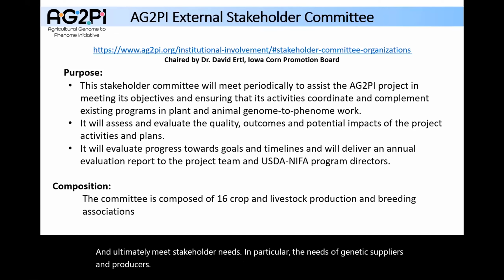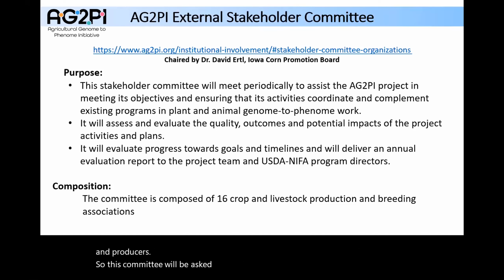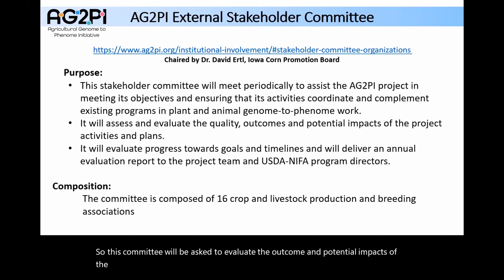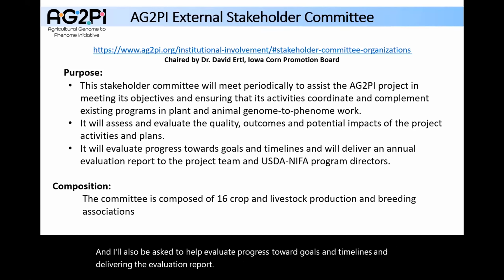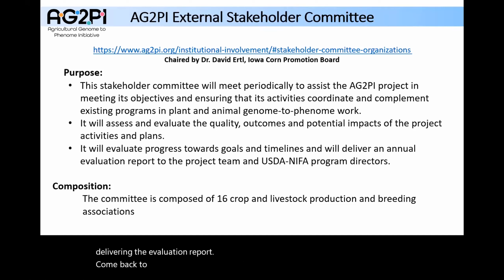So this committee will be asked to evaluate the outcome and potential impacts of the project activities and plans as we go along. And it'll also be asked to help evaluate progress toward goals and timelines and deliver an evaluation report annually back to the project as well as to the US NIFA program.